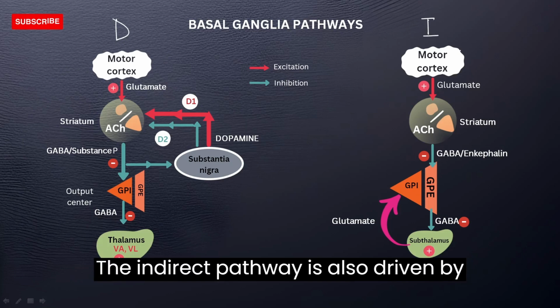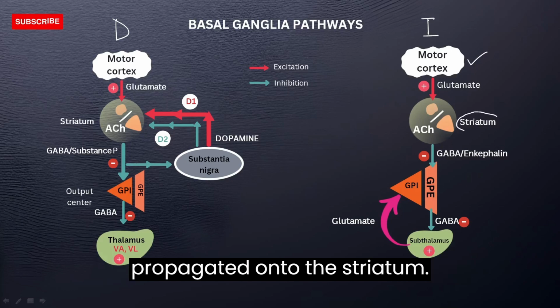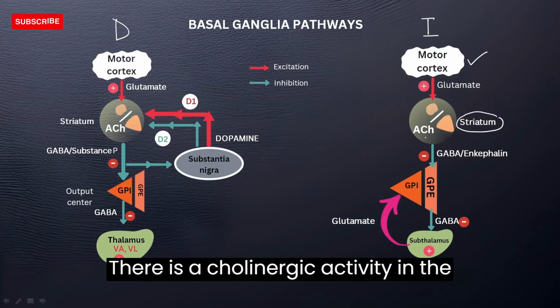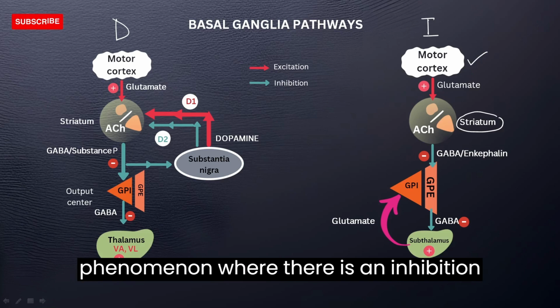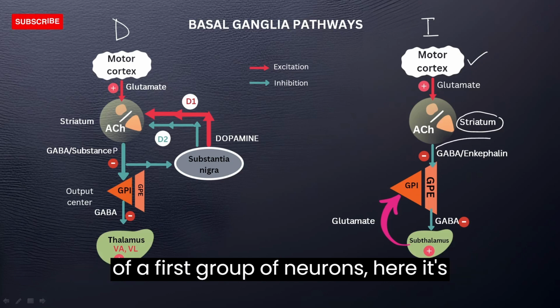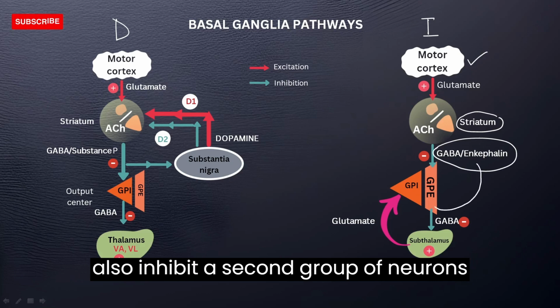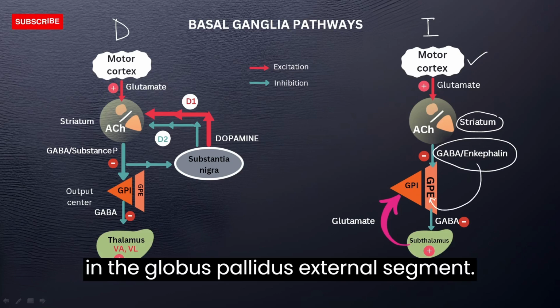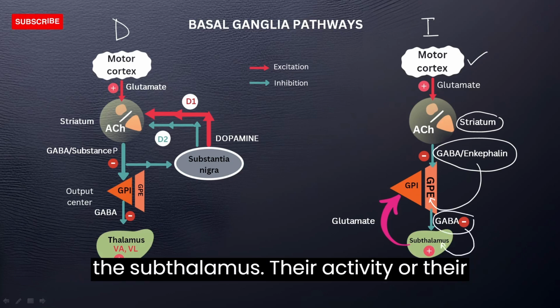The indirect pathway is also driven by the motor cortex, and that excitation is propagated onto the striatum. There is a cholinergic activity in the striatum. Now recall the disinhibition phenomenon, where there is an inhibition of a first group of neurons. Here it's GABA and enkephalin. These neurons would also inhibit a second group of neurons in the globus pallidus external segment. These GABA neurons would then excite the subthalamus.